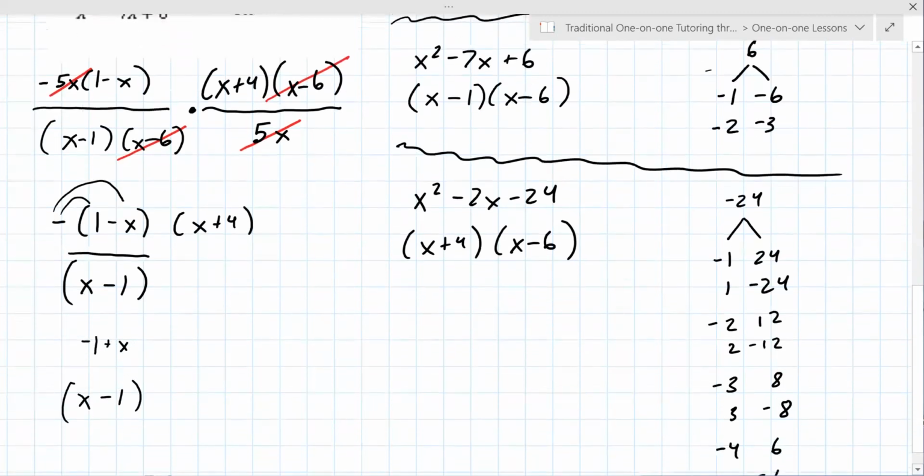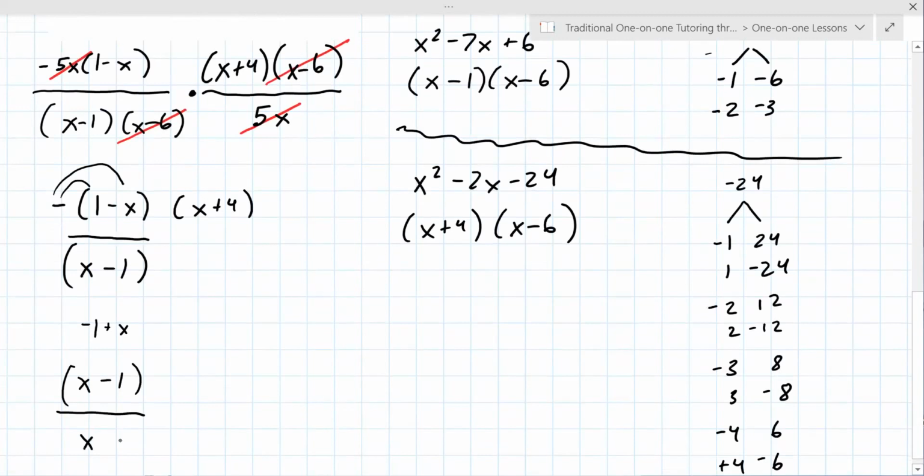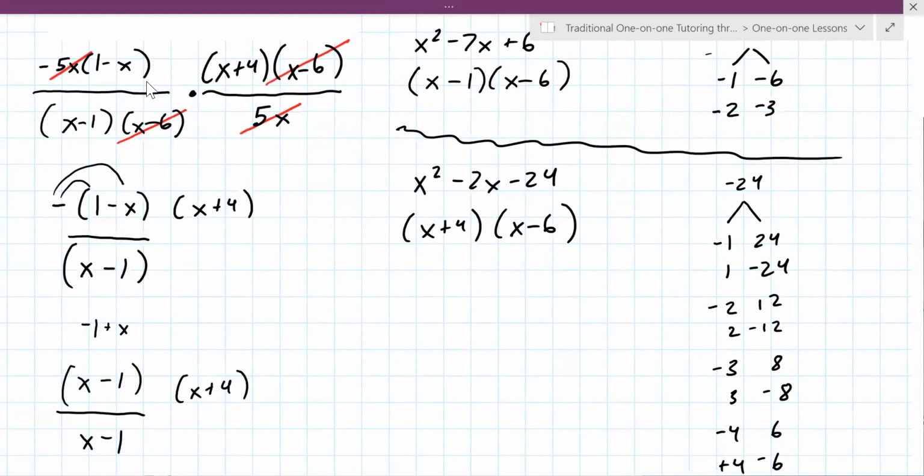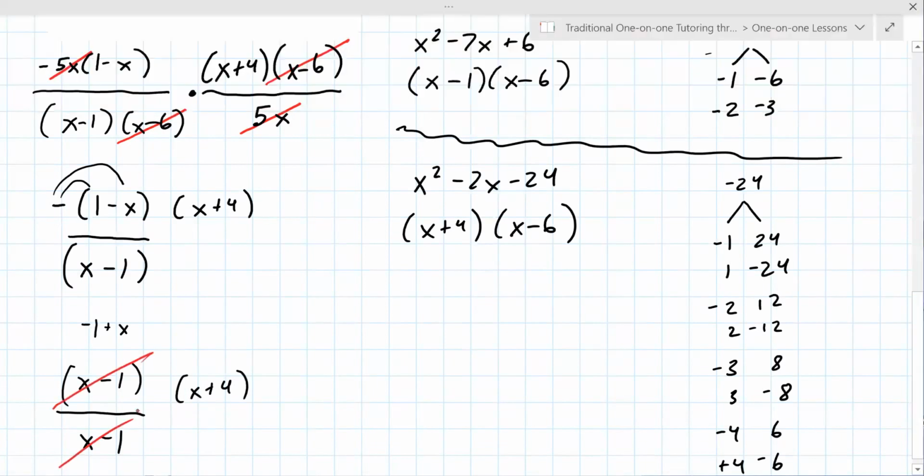And then on the bottom there, you still have the x minus 1, and then this x plus 4. And that's where you can see that these all cancel. Okay. So the answer would be x plus 4. That's it. That's the only thing left over.